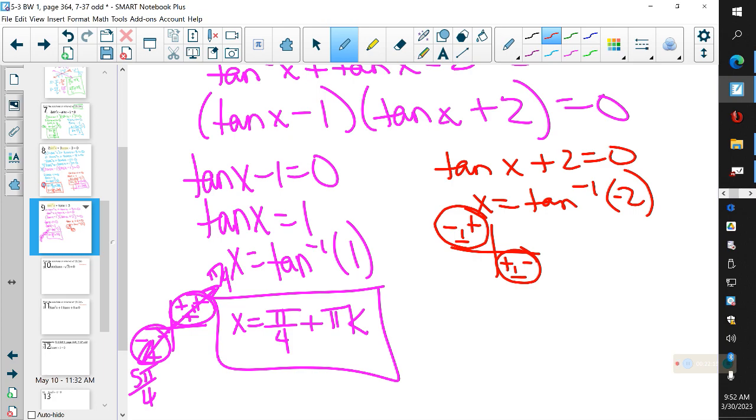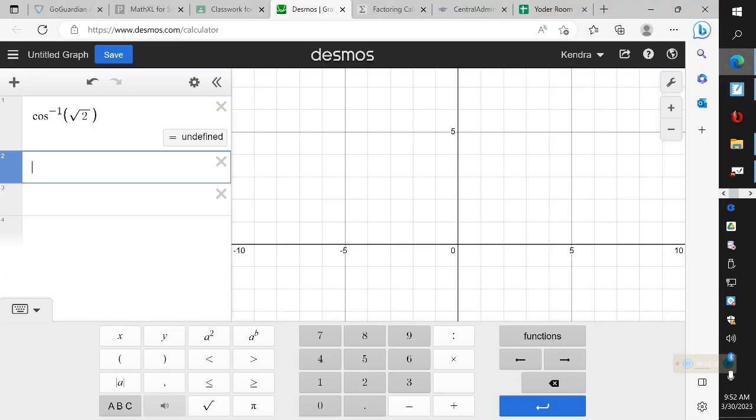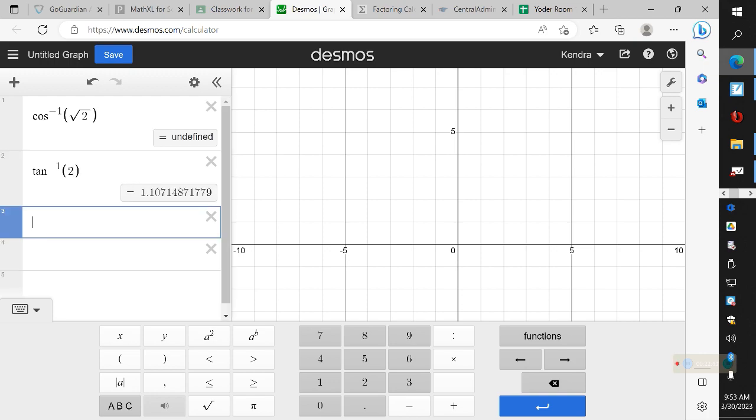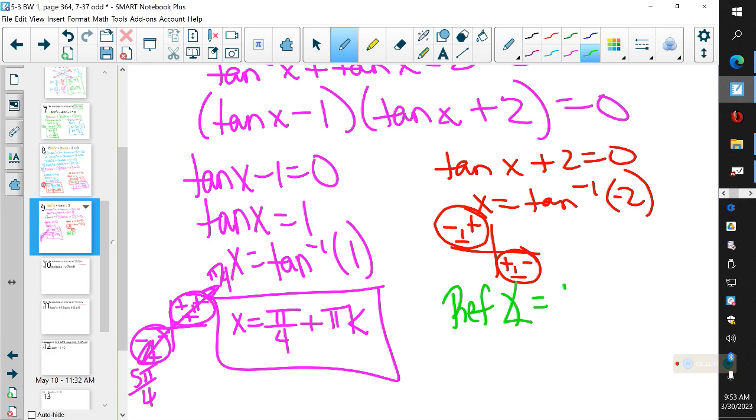So these are not angles that we memorized, so we have to think reference angle. Reference angle is what I taught you previously. So we are going to come over here to our calculator and type in the tangent inverse of simply 2. Not negative, because the negative tells us what quadrant we're in. So that value, rounding 4 decimal places, is going to be 1.1071. That is our reference angle.